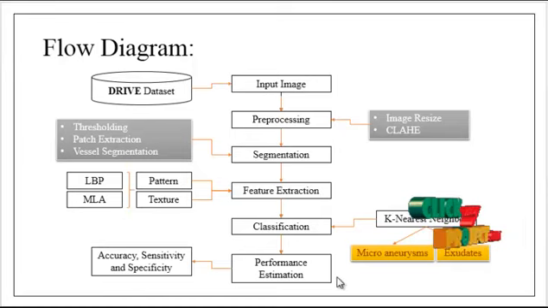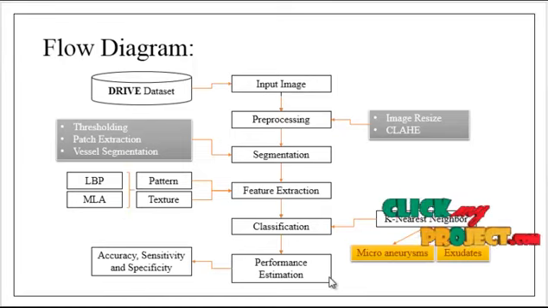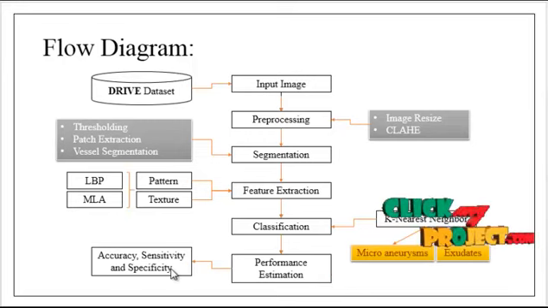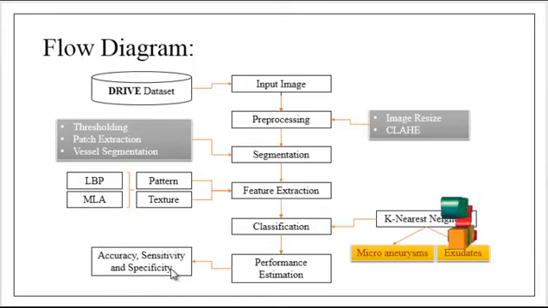After doing the classification, we move to the final stage of the project, that is the performance estimation. In this performance estimation, we are going to estimate the performance like accuracy, sensitivity, and specificity. By these three parameters, we can justify whether our process is efficient or not.